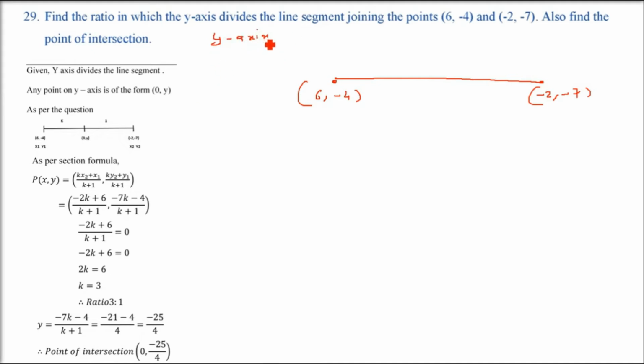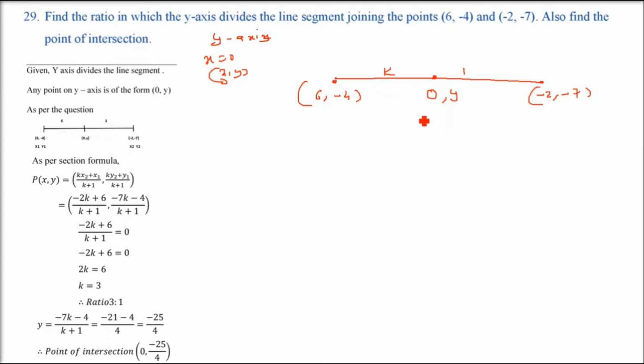Simply y-axis means x equals 0. Okay, x is 0, y will have some number, ordinate will have some number, but x will not have any number. It will be 0. Y-axis means x equals 0. So we don't know y, so just say it to be 0, y, because we know that x is 0. We always write it as x comma y, so this is (0, y). Now assume it is dividing it in the ratio k is to 1.